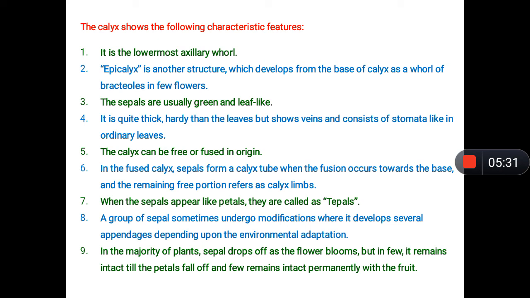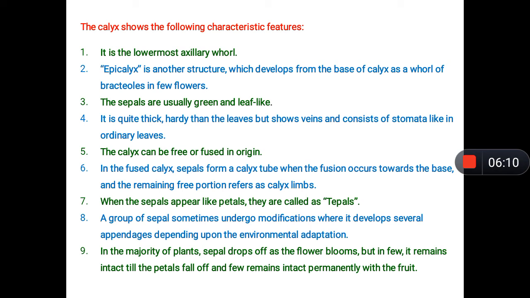When the sepals appear like petals, they are called tepals. It is the fusion of the words petals and sepals. A group of sepals sometimes undergoes modification, where it develops several appendages depending upon the environmental adaptation. In the majority of plants, sepals drop off as the flower blooms, but in a few they remain intact till the petals fall off, and in a few they remain intact permanently with the fruit. The best example is brinjal.